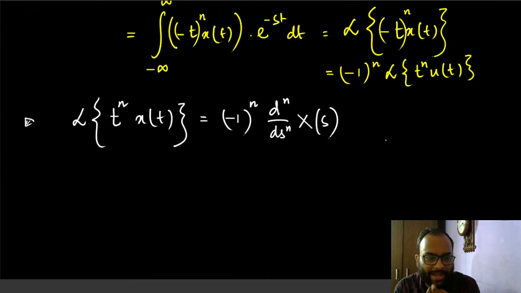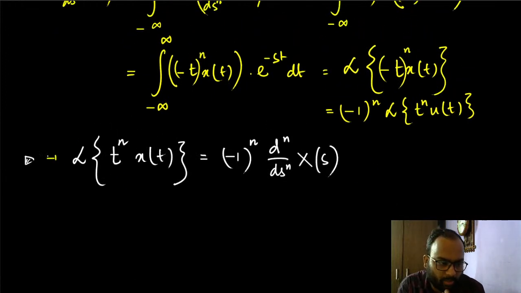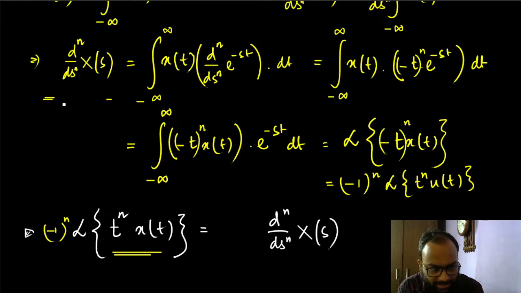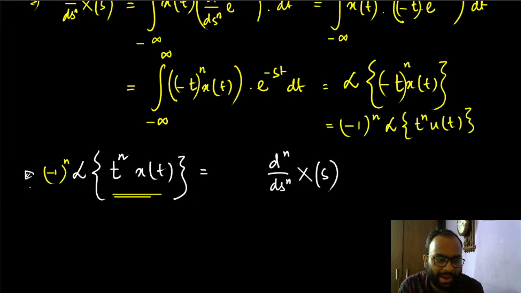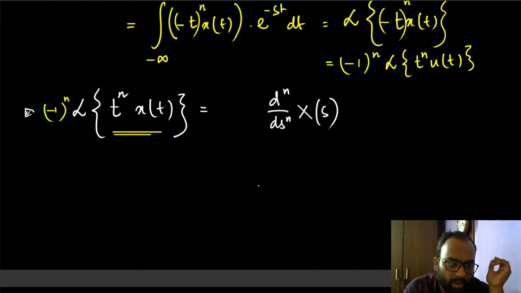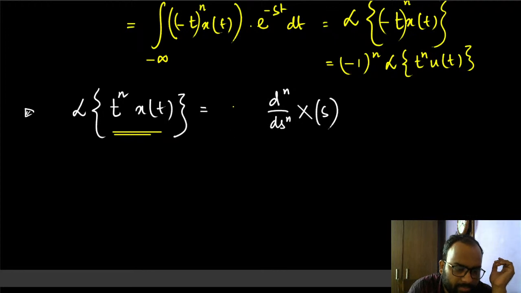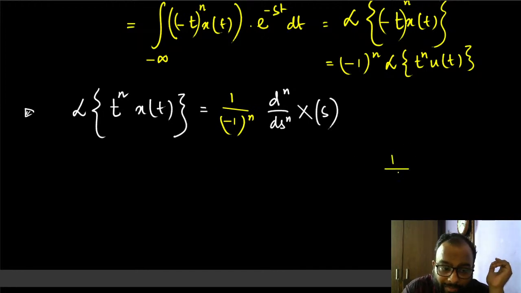So that way we can now say that the minus 1 whole to the power n, okay, times Laplace transform of t to the power n x(t) is going to be the nth derivative of X(s), right? And since minus 1 whole to the power n is just minus 1 plus 1 minus 1 plus 1 depending on its value, you can see that this is going to be brought here, and this becomes something like 1 divided by minus 1 whole to the power n. But 1 divided by minus 1 whole to the power n is still minus 1 whole to the power n.